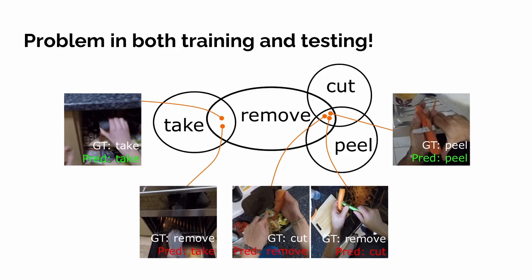and testing. Here we have a video instance of peeling a carrot, and it's annotated as cut. We have other similar videos that are annotated as remove and peel. The label remove is used in many different contexts. For example, removing a tray from an oven, which is equivalent to take. Because of such inconsistency, even if the model predicts a reasonable label, it will still be penalized.